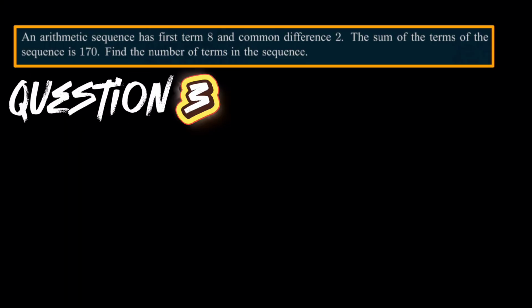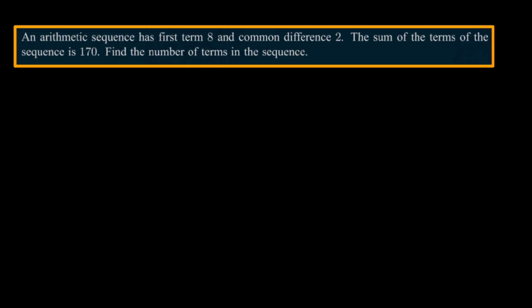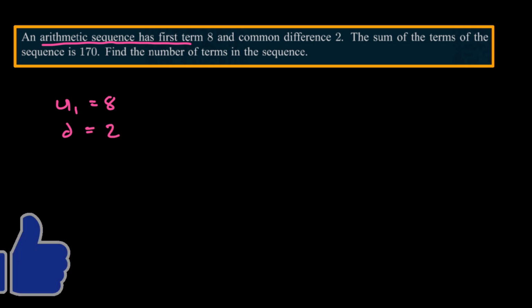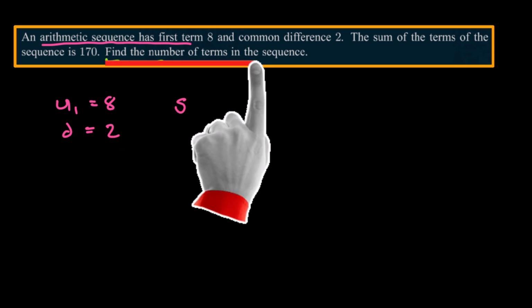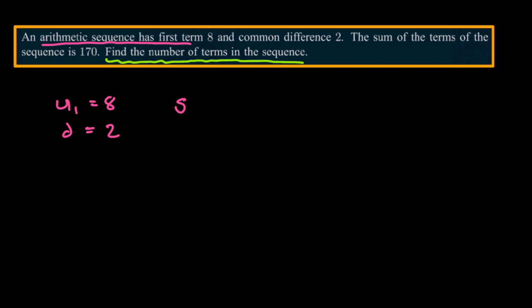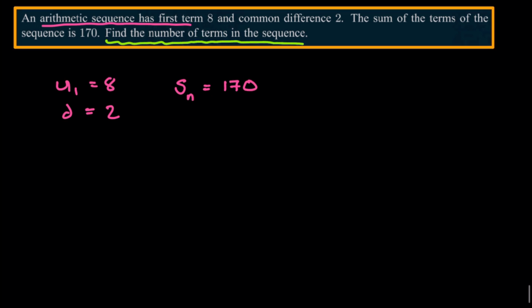Okay, the third and final example that we have here is an arithmetic sequence that has a first term of 8. So u1 is equal to 8, and a common difference of 2. So let's just write those bits of information down. The sum of the terms of the sequence is 170. Now, they don't say how many terms there are in the sequence. In fact, that's what they're asking you to find here, the number of terms in the sequence. So what I'm going to do is just write down that Sn, the sum of the terms, is equal to 170.